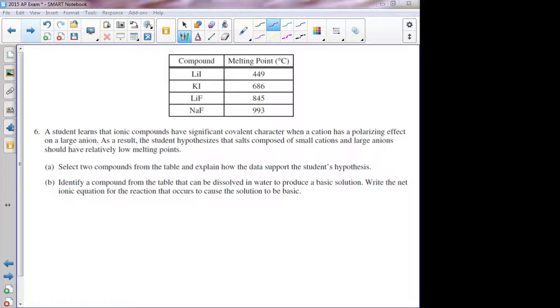Number 6, a student learns that ionic compounds have significant covalent character when a cation has a polarizing effect on a large anion. As a result, the student hypothesizes that salts composed of small cations and large anions would have relatively low melting points. A. Select 2 compounds from the table and explain how the data from those 2 compounds supports the student's hypothesis. Okay? What do you need to know before you can answer this question?